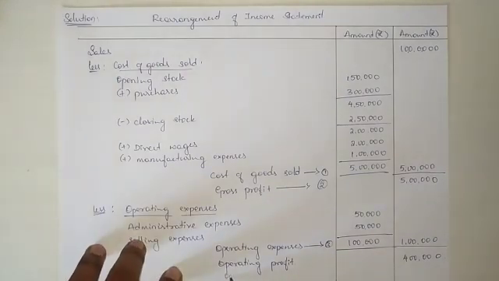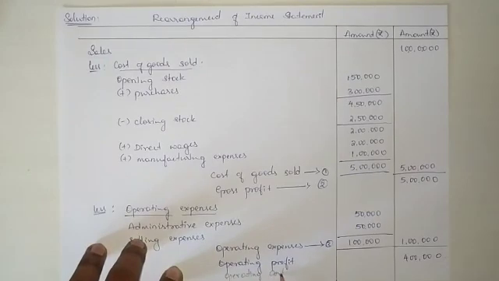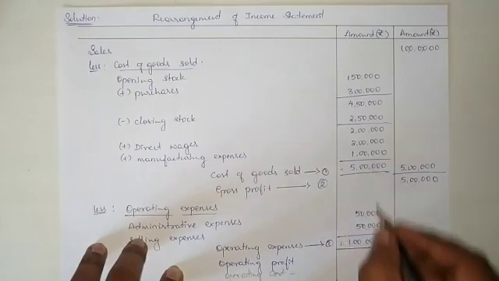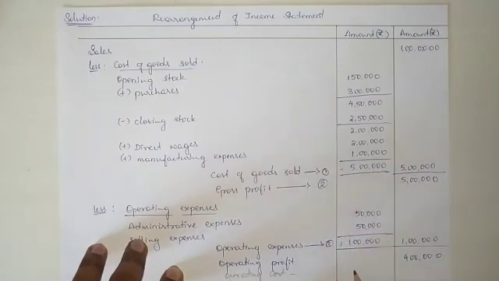And here, the operating cost, I have not mentioned this particular item. So operating cost is going to be these two items, that is cost of goods sold plus operating expenses. So operating cost is going to be rupees 6 lakh.